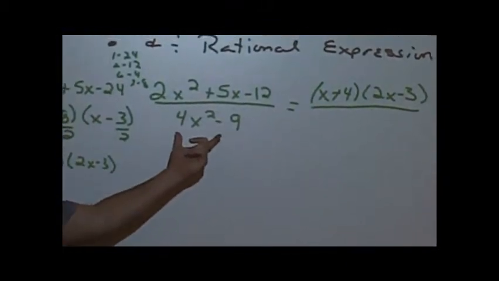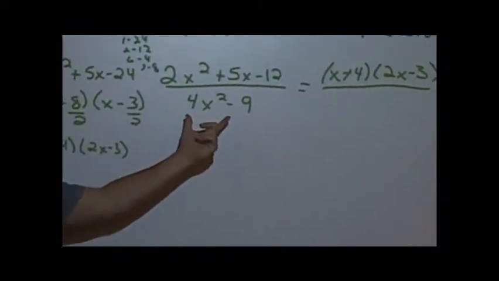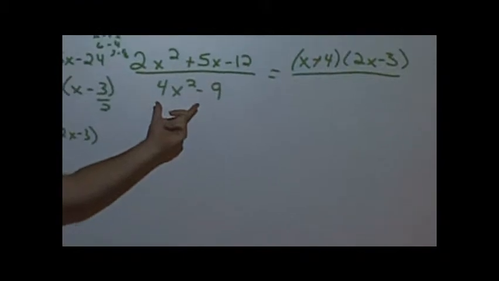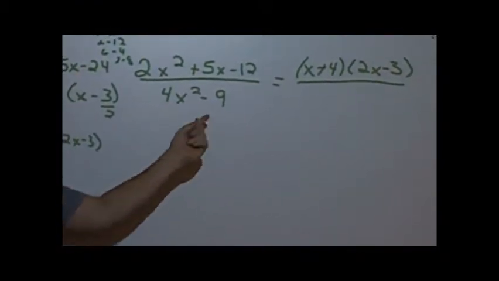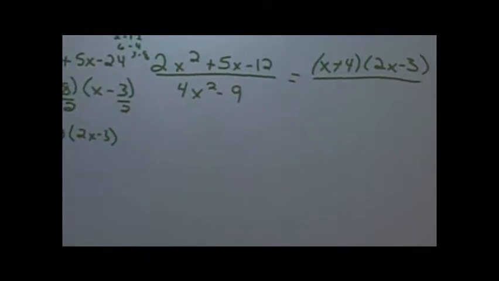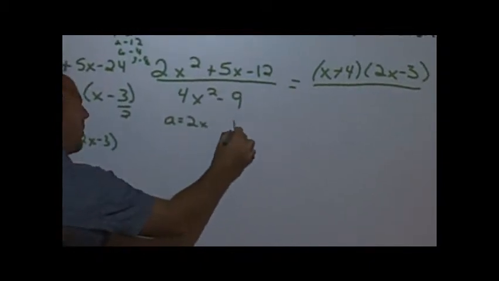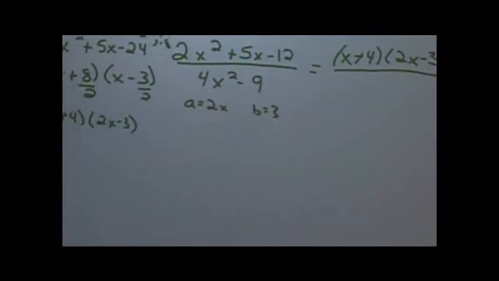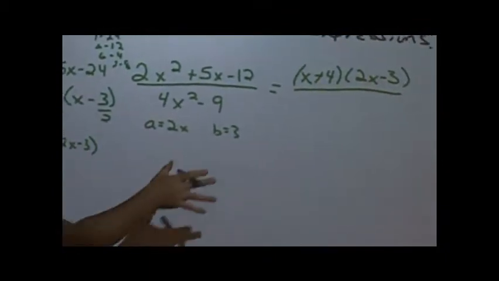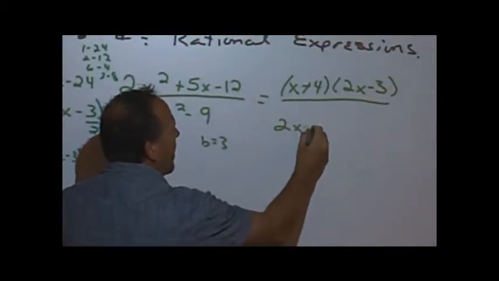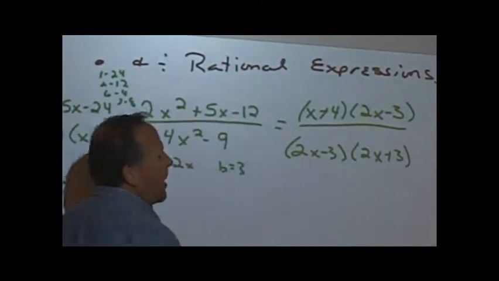Okay, it's a special binomial. Difference of 2 squares, so yes, this is a special binomial. And we know it's a difference of 2 squares because if I take the radical, I can get an answer for each, and there's a subtraction sign. So what's my a value? 2x. What's my b value? 3, and there's a subtraction sign. Remember, difference of 2 squares, you can never have an addition sign there. So therefore, my bottom over here, I got 2x minus 3, and I got 2x plus 3.